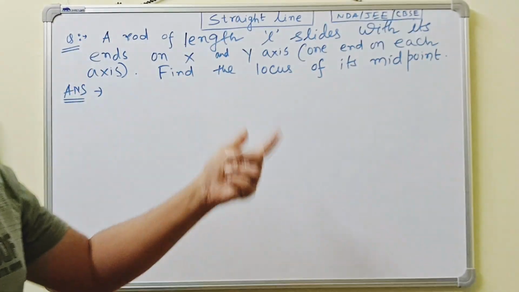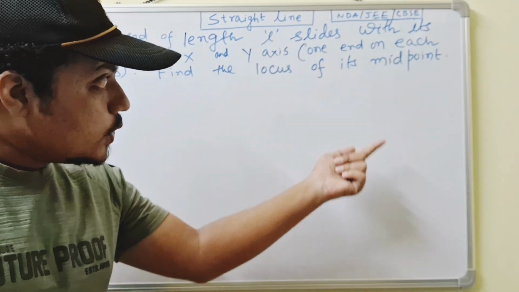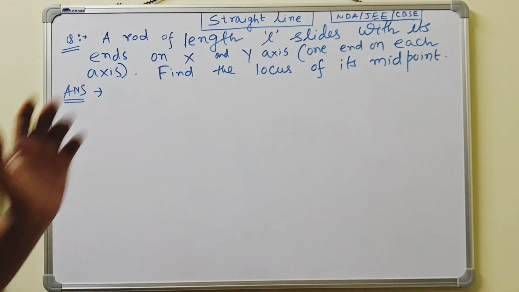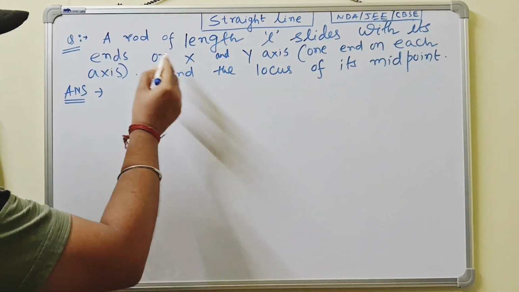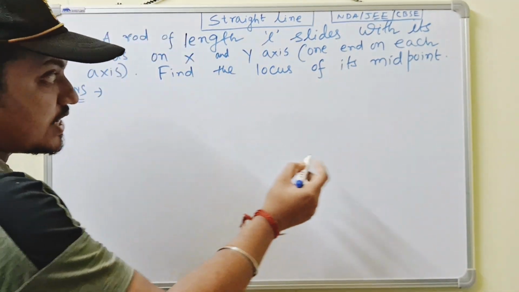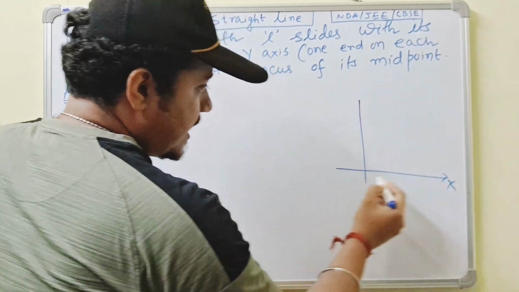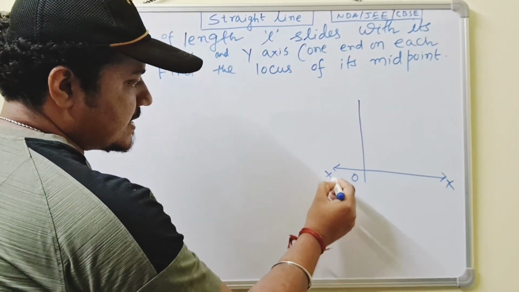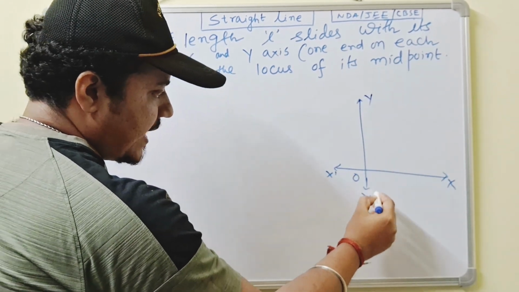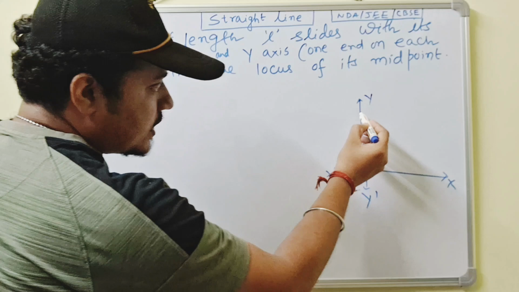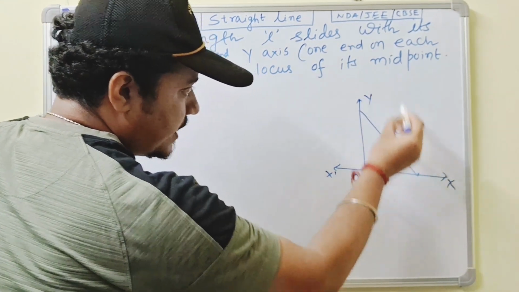That means you have to find the equation with respect to the midpoint using this condition. Okay, let's see. You can draw the diagram also. First of all, take a rod which slides on the x and y axes. Draw the x and y axes, XOX', and YOY', that is your y axis, and the rod slides in that way, and the length of the rod is L.